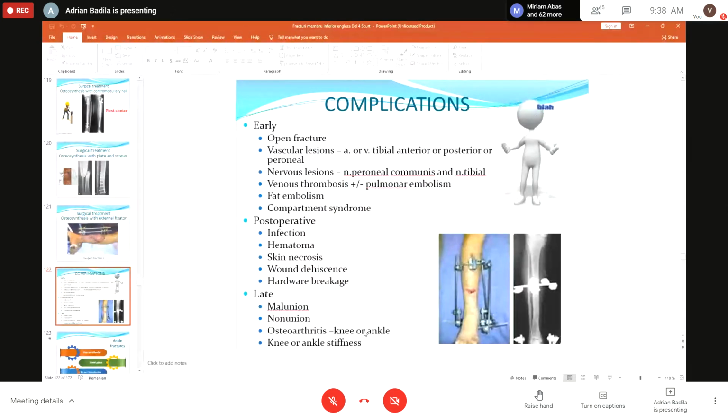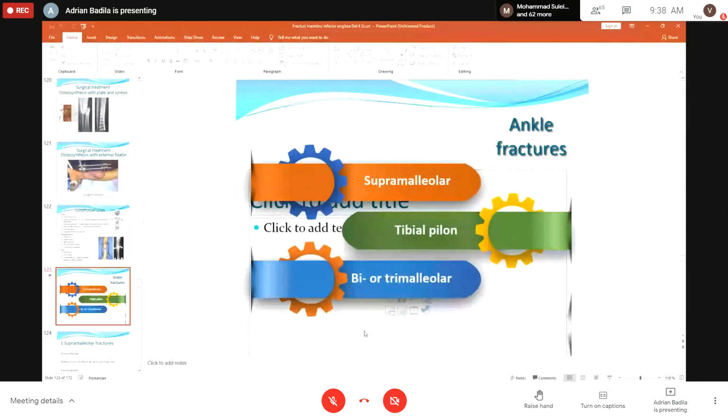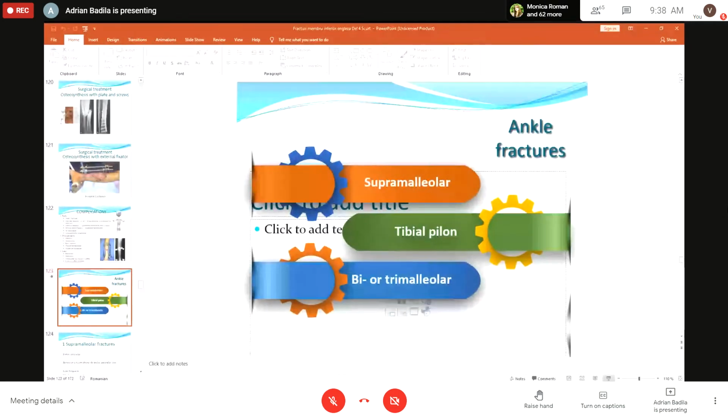Complications, and so on. And we have the fractures of the ankle, which are the supramalleolar fractures, the fractures of the tibial pylon, that means any fracture that goes inside the ankle joint, and the fractures of the malleoli: fracture of the tibial malleolus, peroneal malleolus, of both malleoli, or of 3 malleoli.